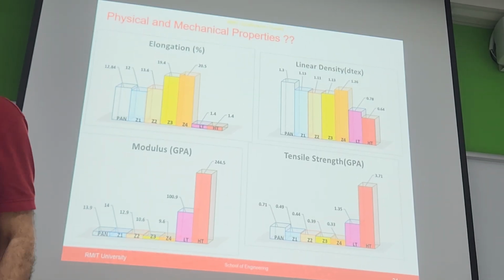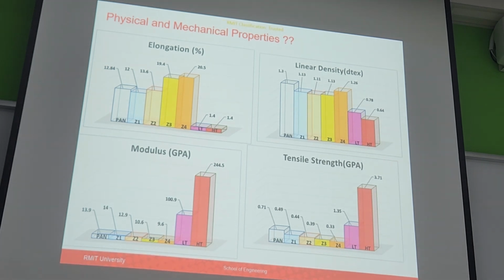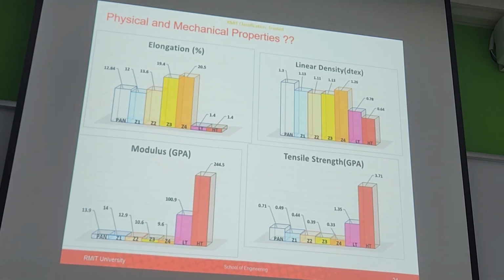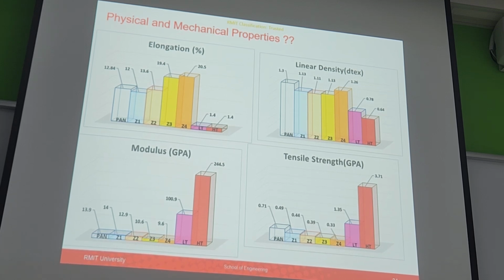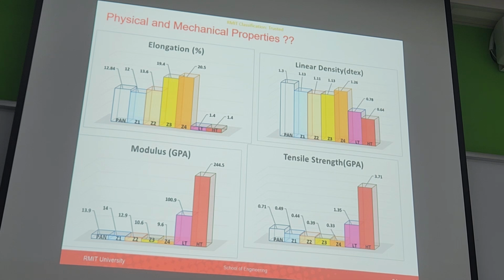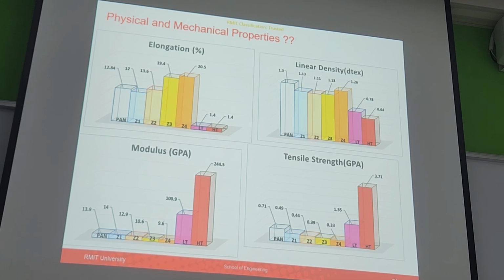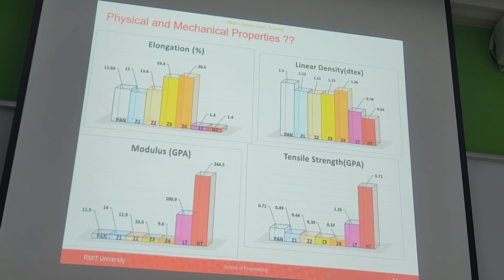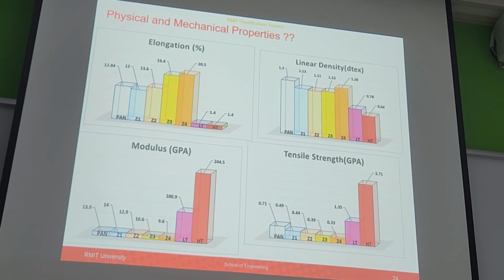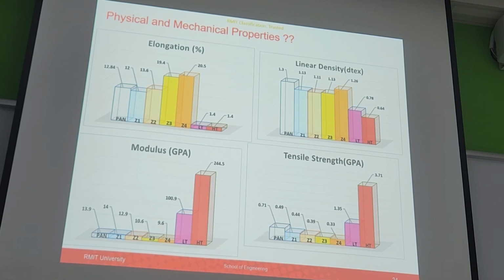So what does it mean? Tell me, what does a 244 modulus mean? You are a mechanical engineer. As I said, I used it, and they use it in Boeing. I came with the Boeing to Singapore. What does it mean? Very, very strong, stronger than steel. How much? 10 times.